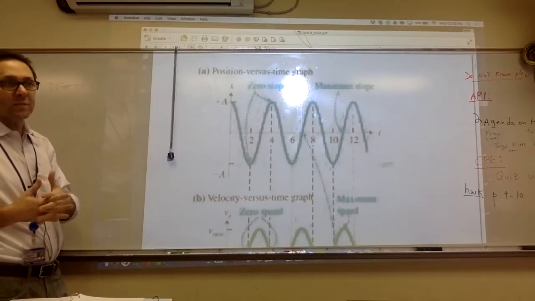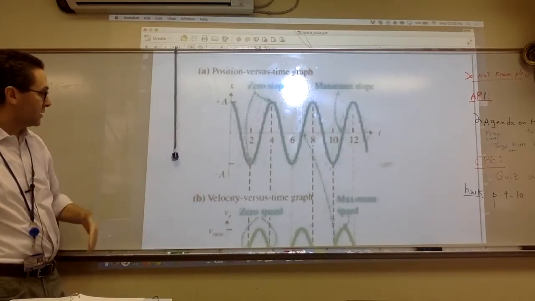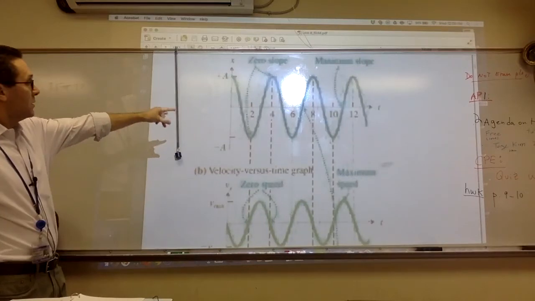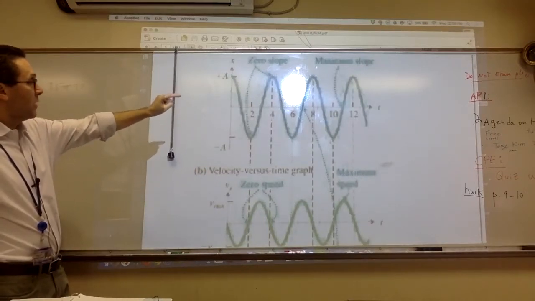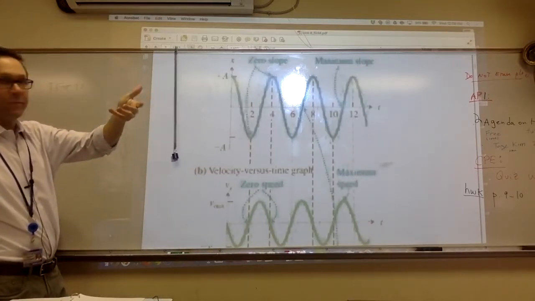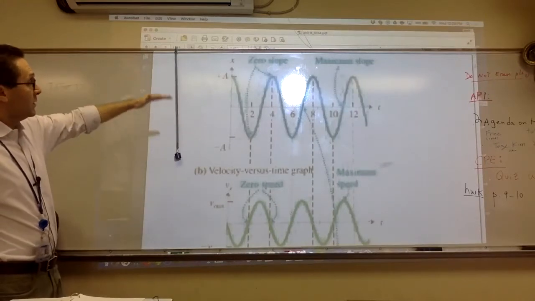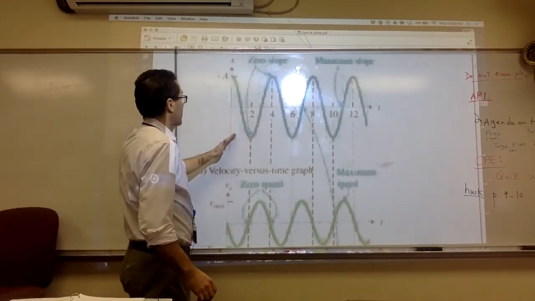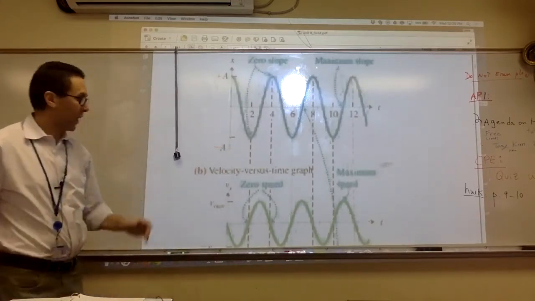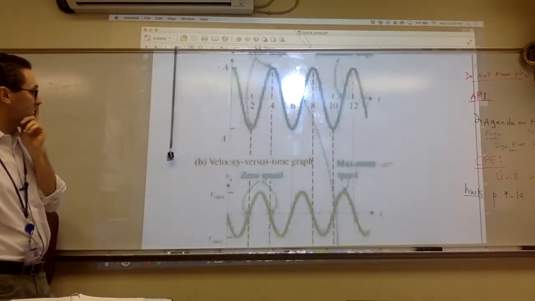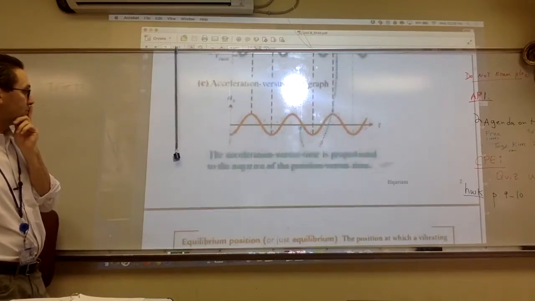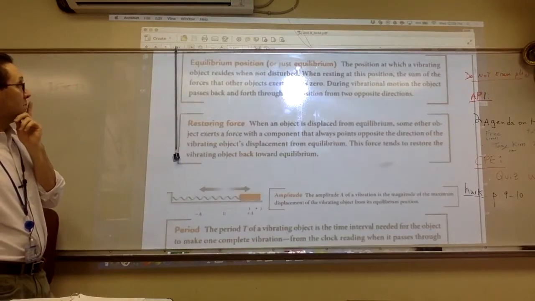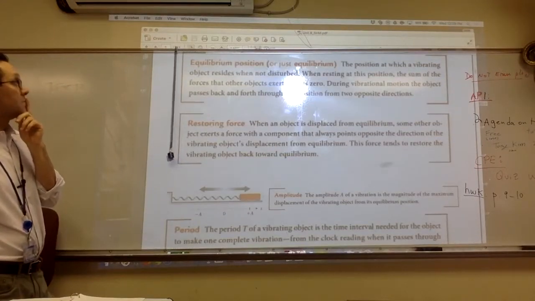I mean, it's still at maximum, but negative. Okay, so it's on the other side. So the acceleration time graph and the position time graph are always flipped. Okay, the values on the y-axis here are not the same. Okay, and I'm going to show you what those values are. I think we're going to do that in class, or we've done that in class already. Okay, the rest is basically just a bunch of definitions.